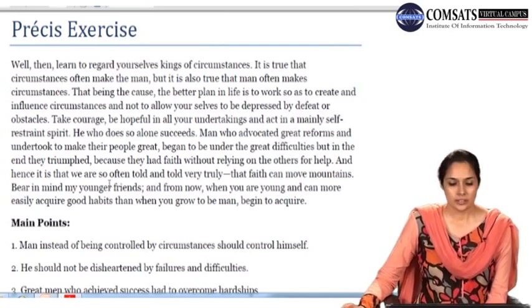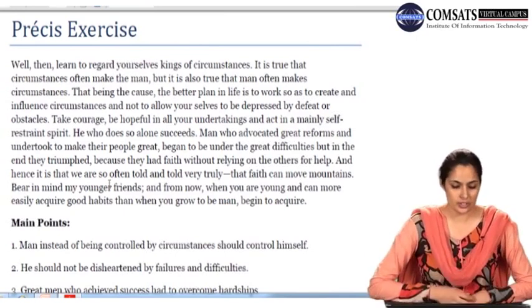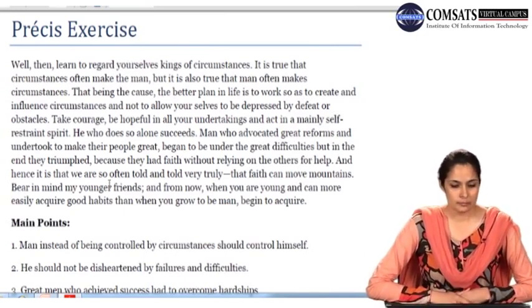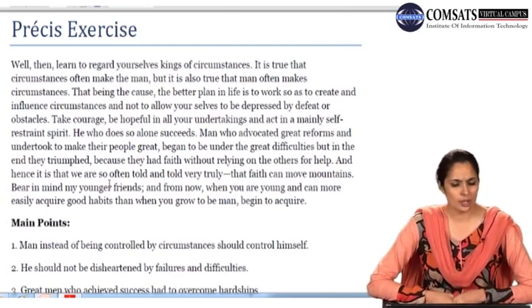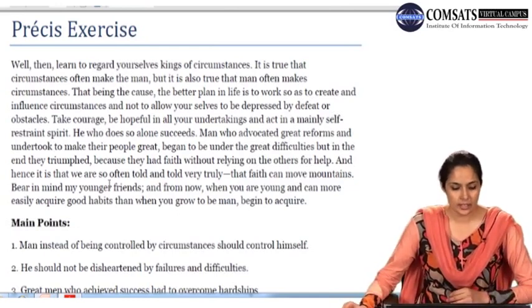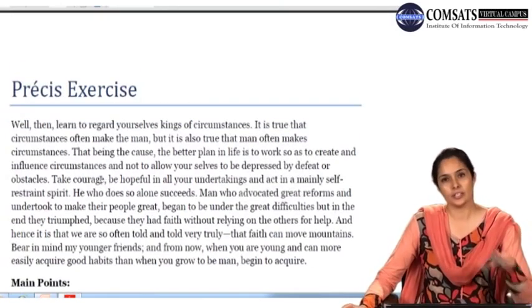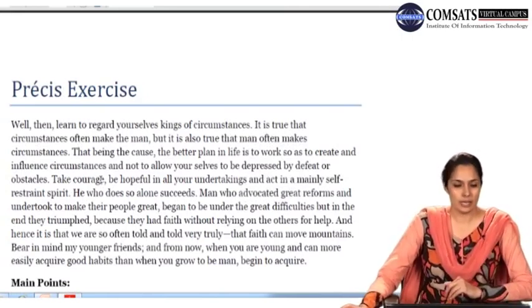Now let's do another exercise to help you understand what the essence of a good Prezi is, and this is a passage that does not contain a lot of difficult words. It's very simple, and there are main points listed there. First we read the passage, and then we talk about the main points, and then we see how the Prezi has been developed.